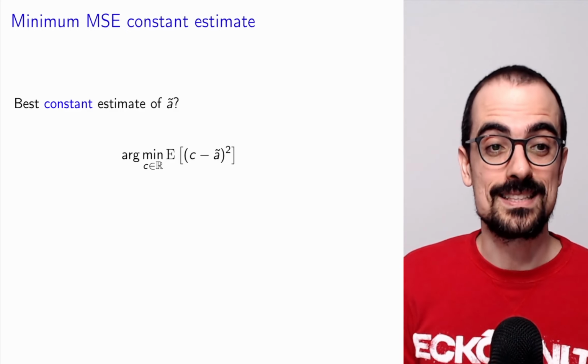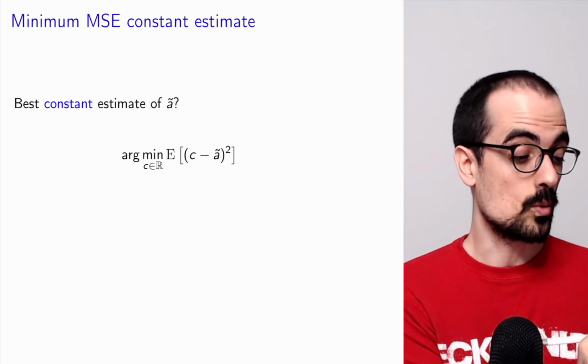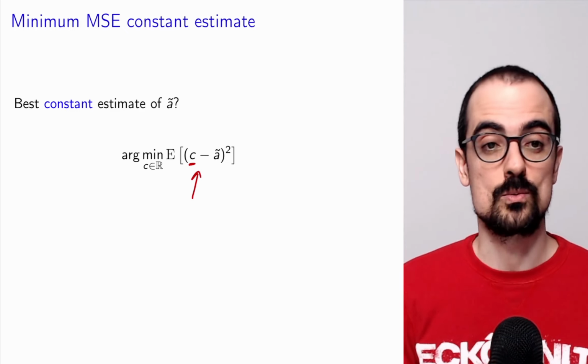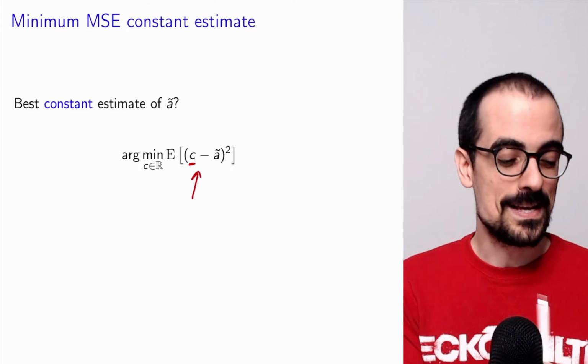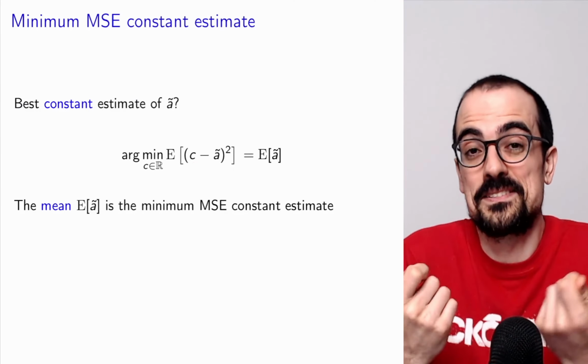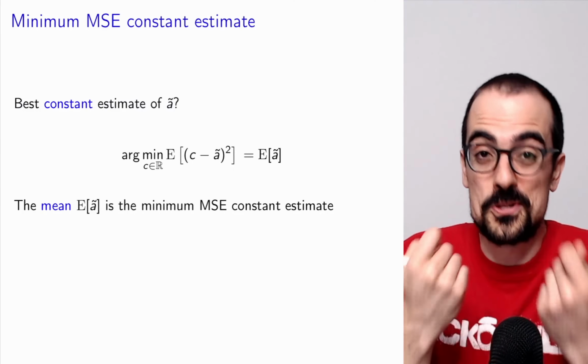Well, the best constant estimate in terms of mean squared error, okay, so this is a constant, this is a mean squared error. If you minimize this with respect to the constant, the best estimate is actually the mean of the random variable. So in that sense, also the mean is kind of a typical value of a random variable because it's the best possible estimate in terms of mean squared error.